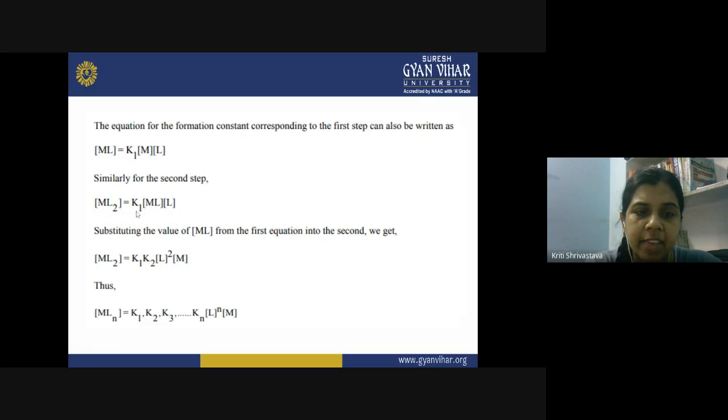For the second step, we have K2, so K2 into K1 [M][L]. So now what will you get? You will get K1 K2 [L] square [M]. Therefore, again you can write the final step: [MLn] is equal to K1 into K2 K3 up to Kn, [L] raised to power n, and [M]. So this will be the final expression for the concentration of the complex.